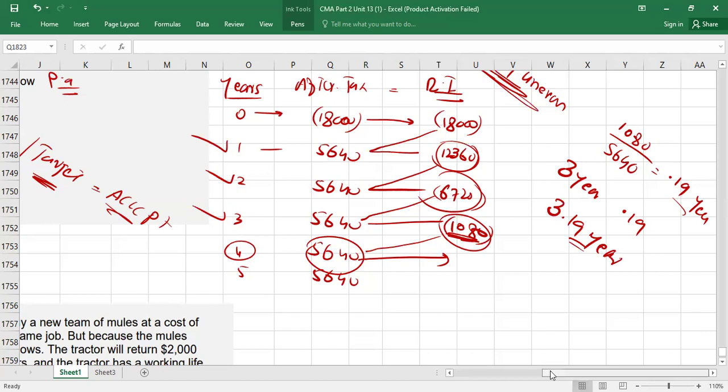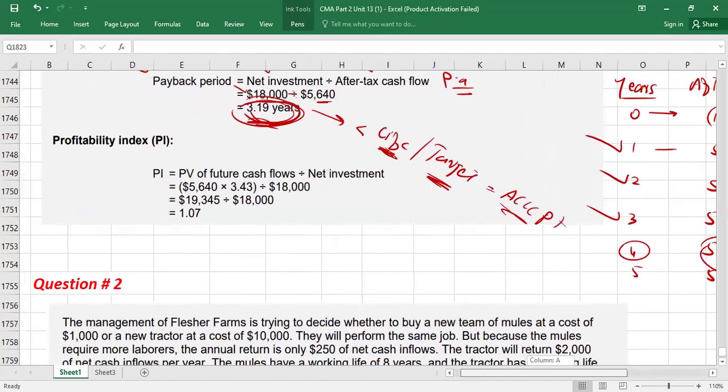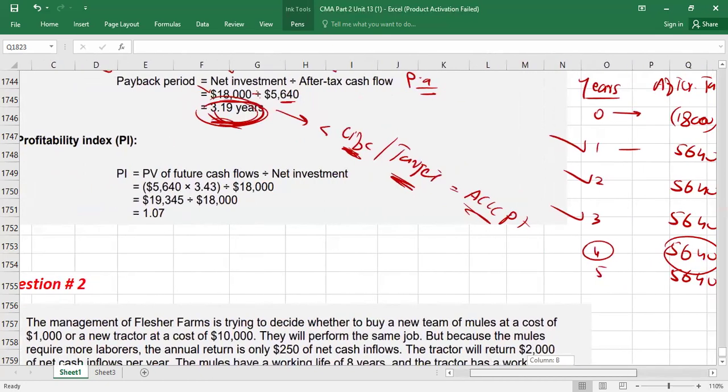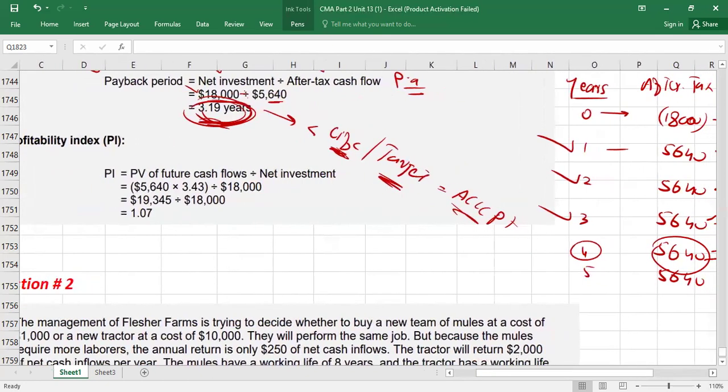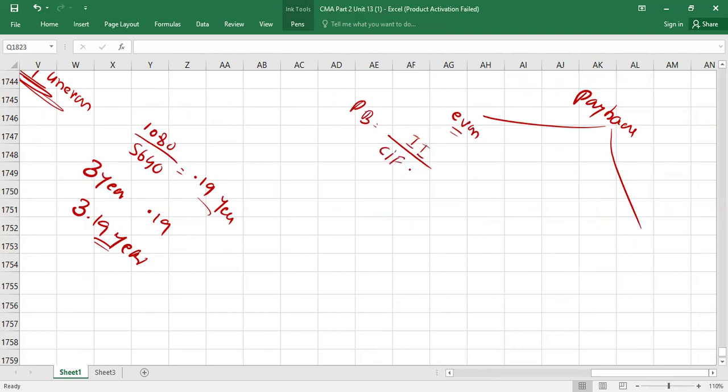I hope it is clear, right? And one more thing, guys, let me tell you here. Please remember, this is the summary I told you. When you calculate the payback period, you have to check if the cash flows are even. If so, you can apply this formula to calculate the payback period. What is the formula? Initial investment divided by cash inflow per annum after tax.